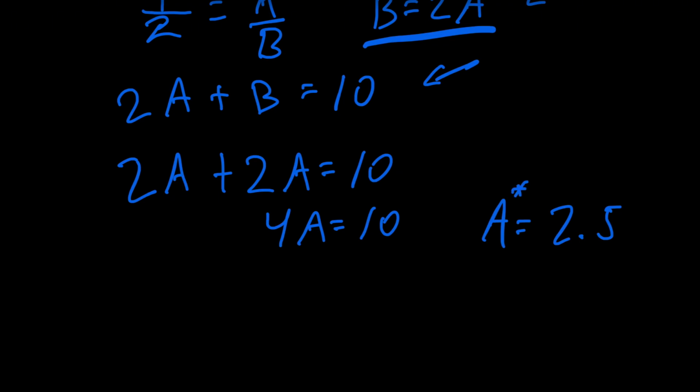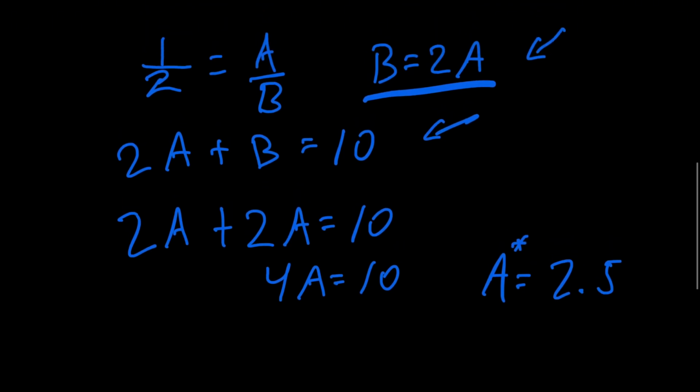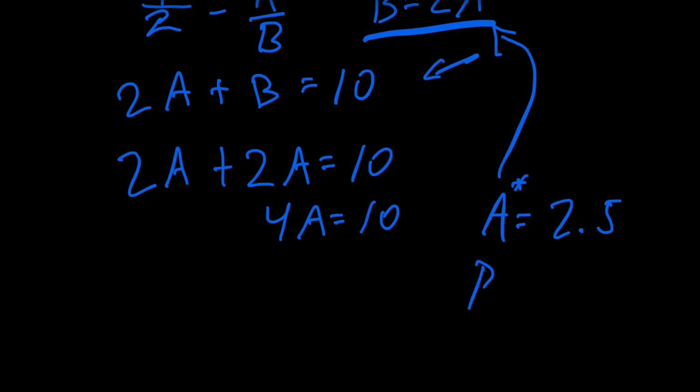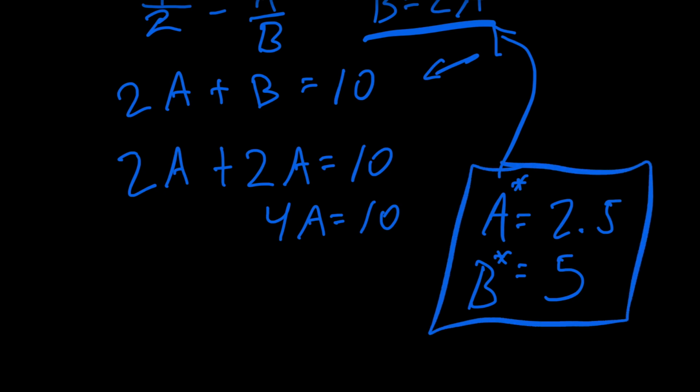And so let's say that's a star. That's the optimal amount of apples for us to buy. And so if we plug this a into here, the a is 2.5, so 2 times 2.5 is 5. That means that the optimal amount of bananas is 5. So if we buy these amounts, we will maximize our utility given our budget constraint. And that is it.